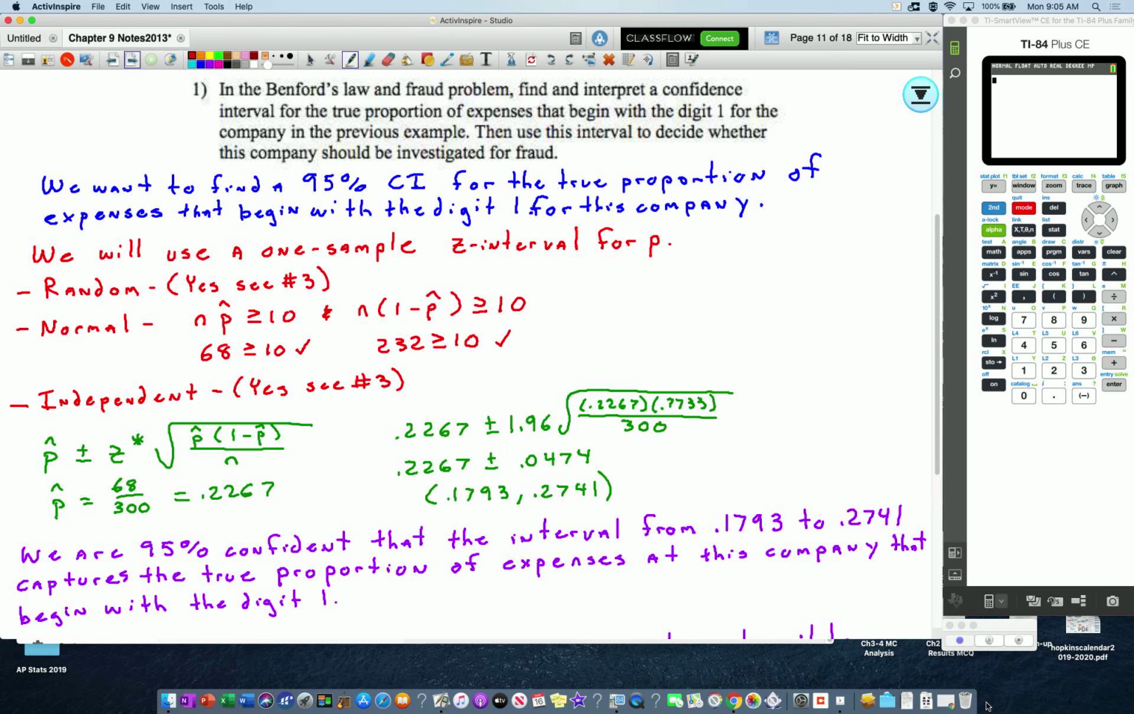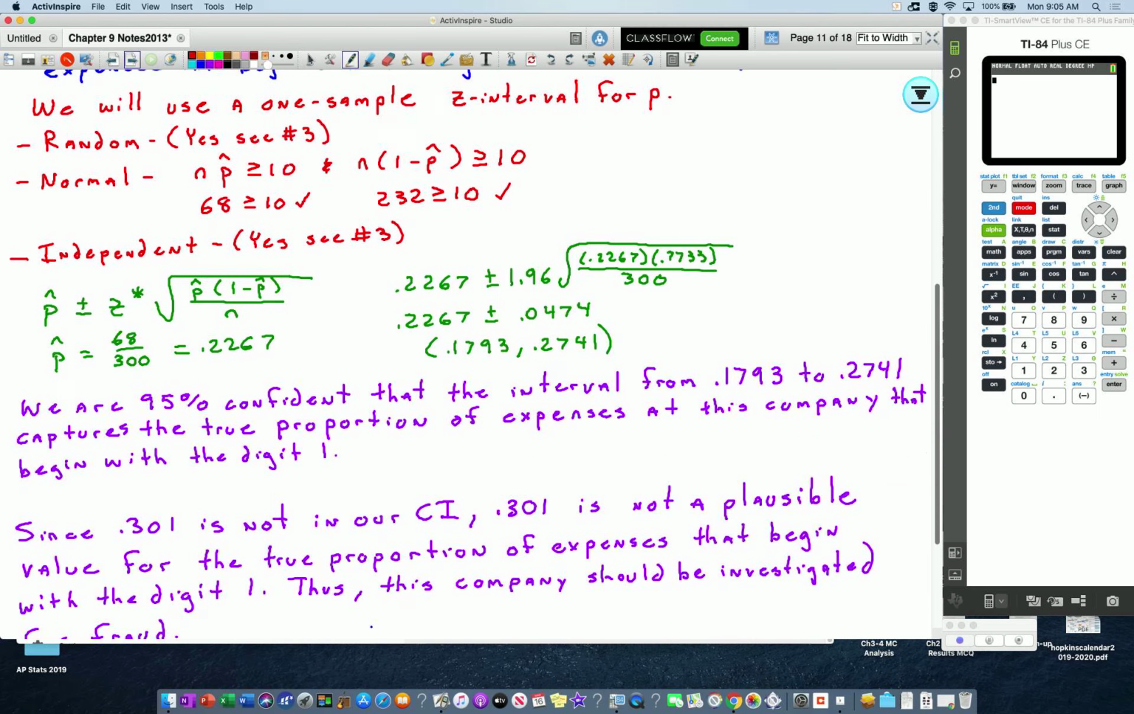So for random, normal, independent, I really didn't repeat random and independent because they're exactly the same as problem 3. Normal does change because remember we have to use p-hat. So it's the actual number of reports we got that started with a 1, and the actual number that didn't start with 1. Unlike when doing a test, where it's times the null hypothesis. How much would we expect to get? That's a key difference. Sometimes they like to even test you on that on the AP exam.